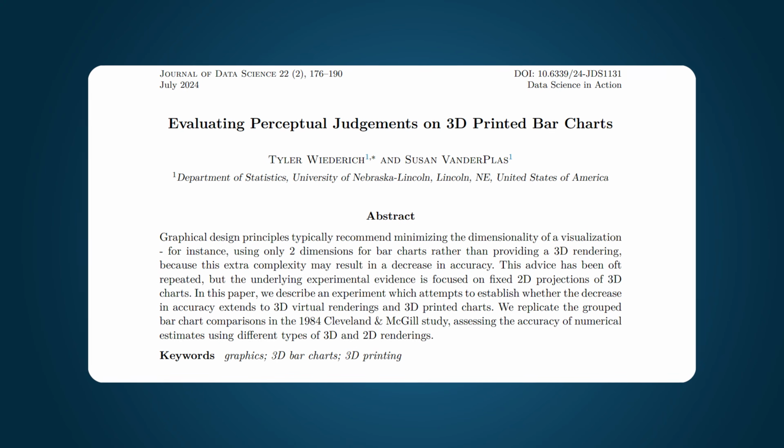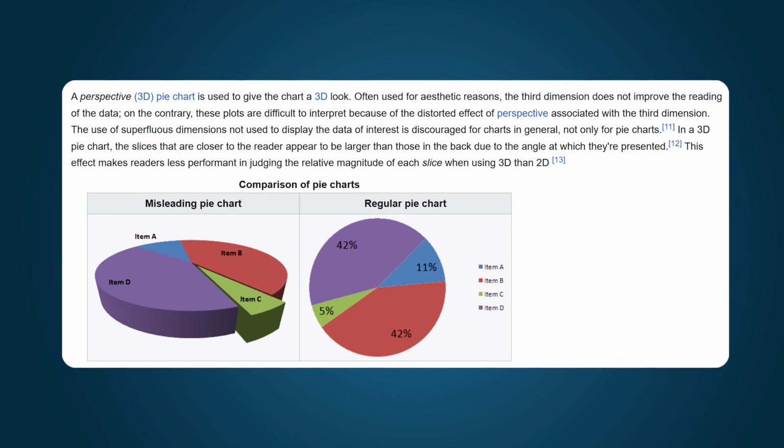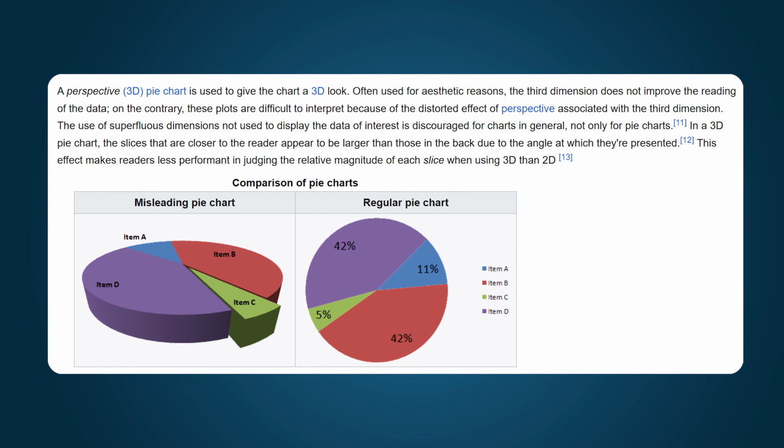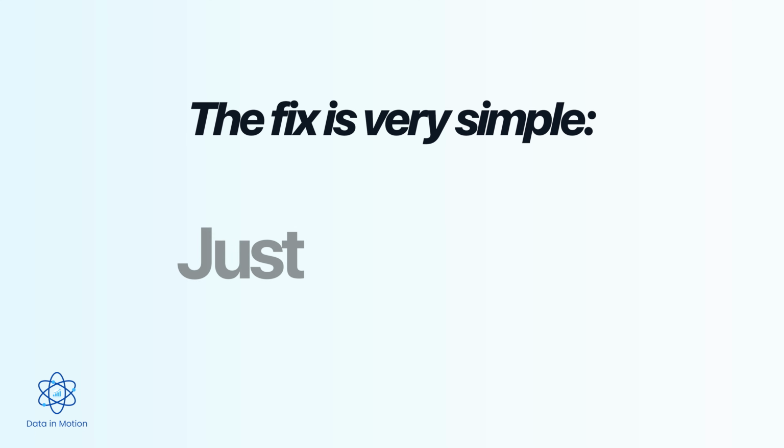Studies consistently recommend using 2-dimensional charts for statistical graphics and reserving 3-dimensional charts for geographical terrains or molecular structures. The fix is very simple. Just keep it flat. Always. There's really no business scenario where a 3D chart communicates better than a 2D one. It's just visual noise that undermines your credibility.